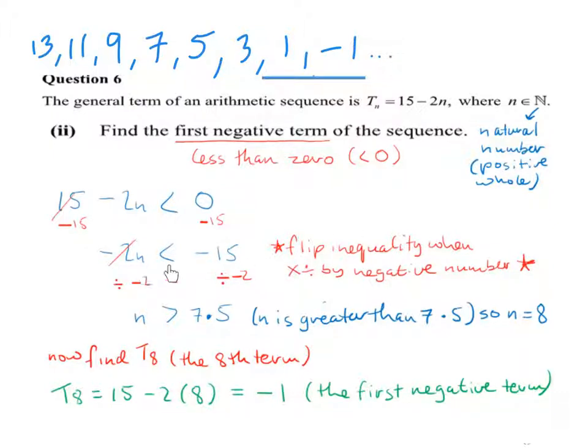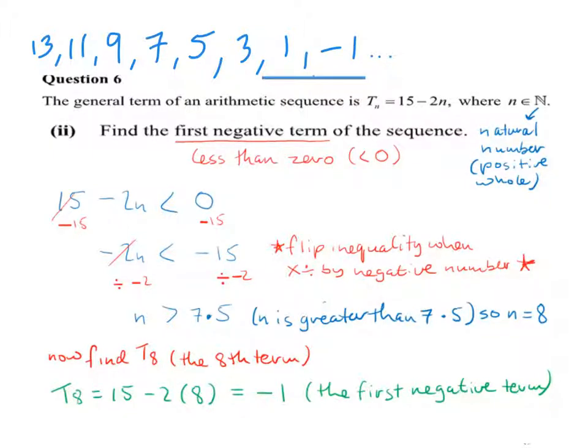In this case, we were dividing by a negative number. So we end up with n is greater than 7.5. Remember, n is a natural number, so n is an element of the natural number set, which means it's a positive whole number. And 7.5 is not a whole number, it's a decimal. So we're interested in the first natural number that's greater than 7.5, and it is 8. The first whole number greater than 7.5 is 8.